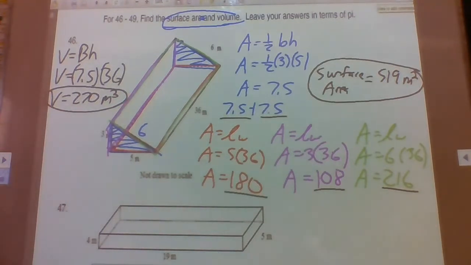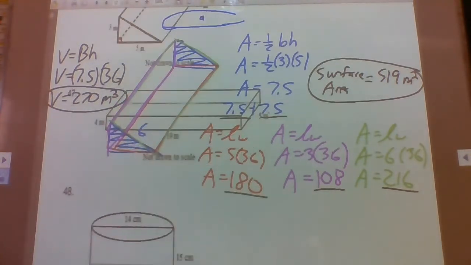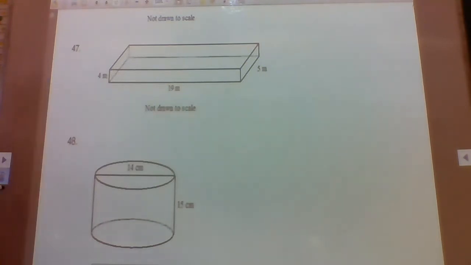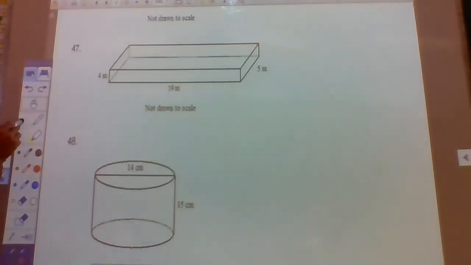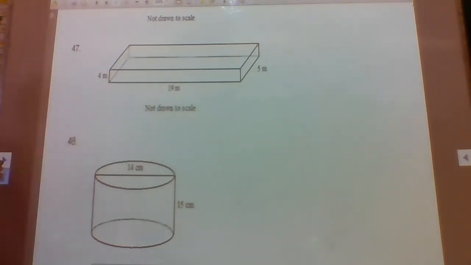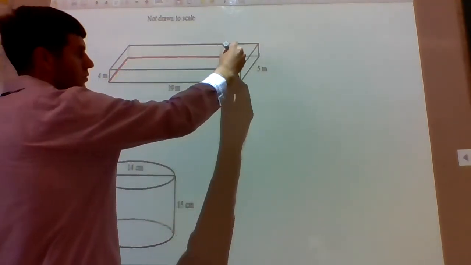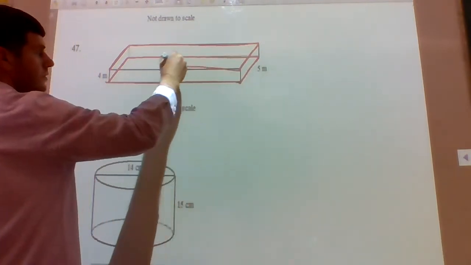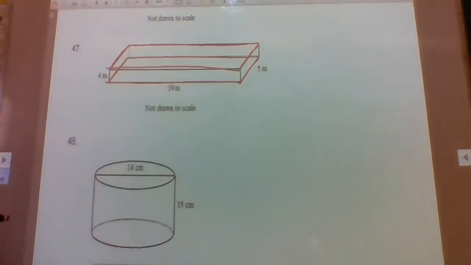47, we have a rectangular prism here. Okay. So surface area, there are 6 different surfaces, 6 different rectangles here. Okay. So let's do the bottom and the top first. So the area for a rectangle is, again, we're doing surface area. So we have to find the area of all 6 sides and add them together.